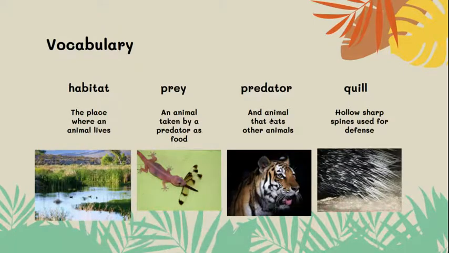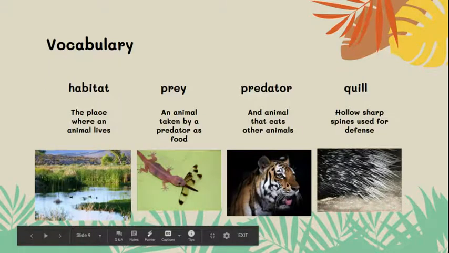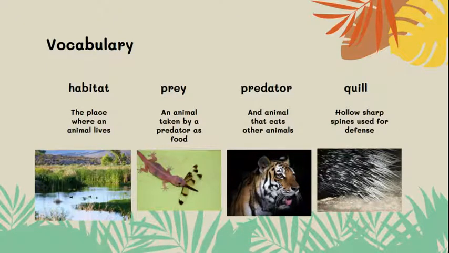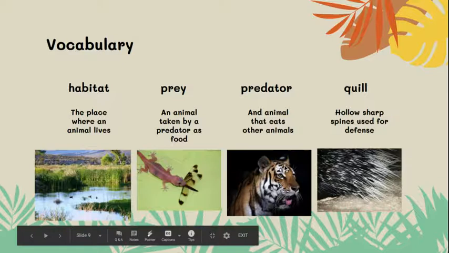A predator is an animal that eats another animal. So, like tigers are predators, right? Because they go out and they eat other animals. Hawks are predators because they fly and they scoop up their prey to eat. Okay, they're predators. They eat other animals.